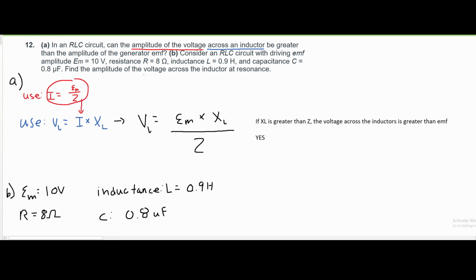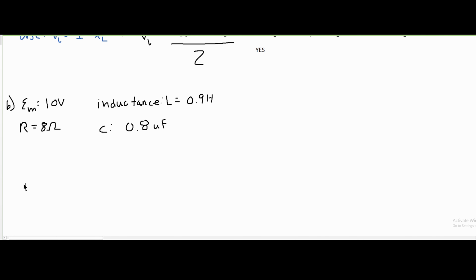We're asked to find the amplitude of the voltage across the inductor at resonance. So the amplitude of the voltage, we're just going to be looking for the voltage value across the inductor at resonance. Well, to do that, we can use this formula. We need to find the voltage across the inductor. And this is how we find the voltage across the inductor. V of L stands for voltage across an inductor. So we can take this formula and paste it down here and start filling things in.